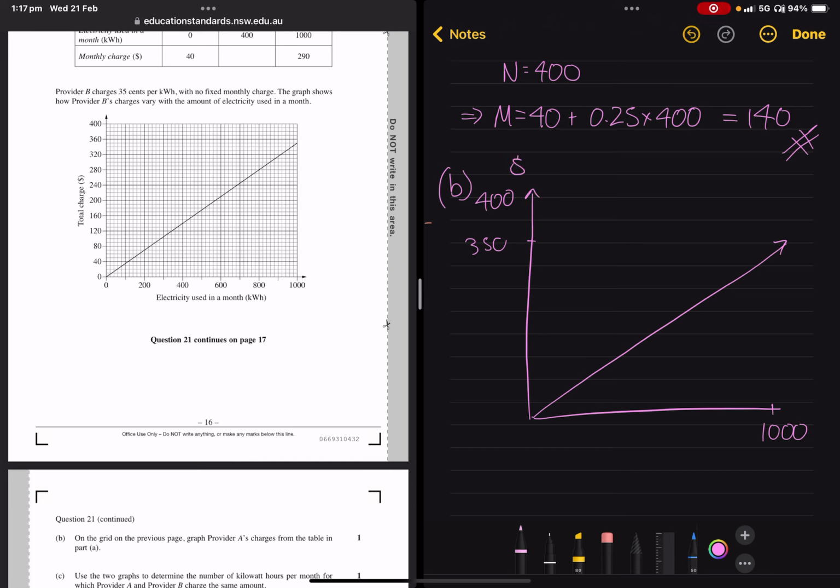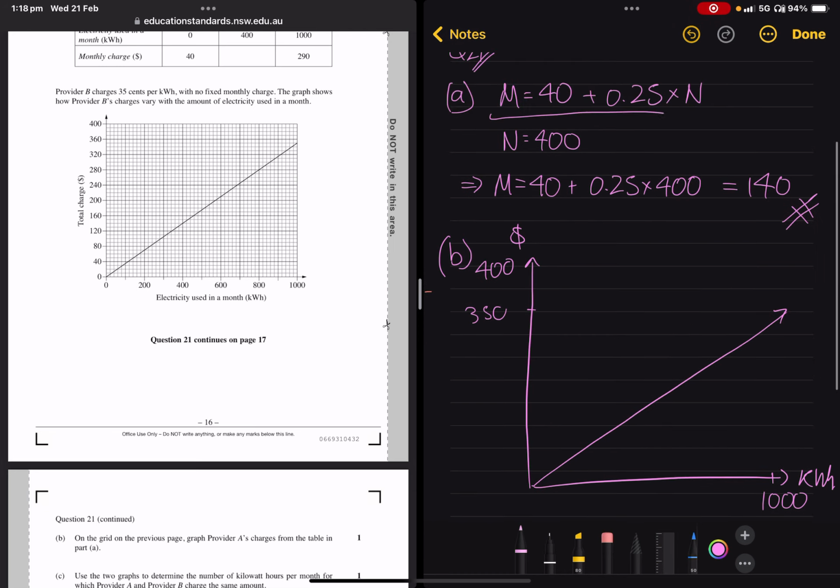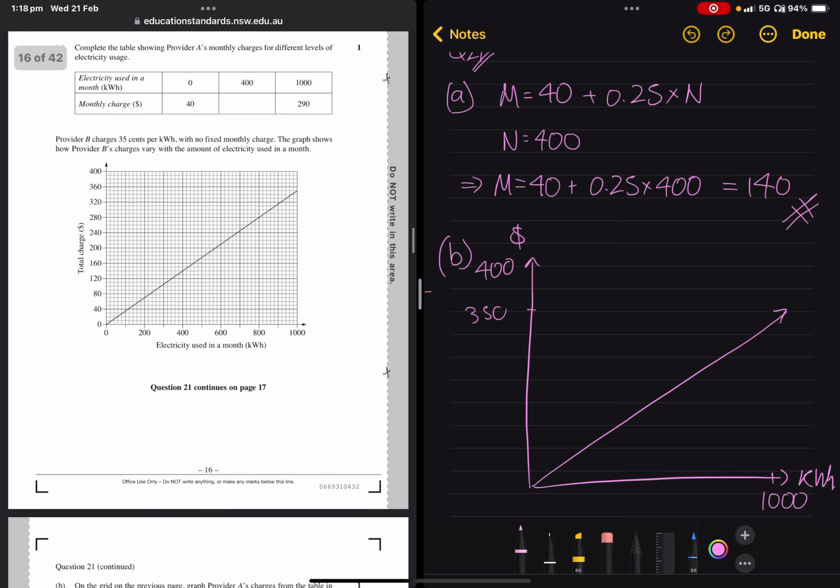Now this is the total charge in dollars, and this is the number of kilowatt hours. So now we need to graph provider A's line, 40 plus 0.25 times N. Well, we have a few points, the points given in the table. So we can go 0, 40 is here, and then we're going to have 1000, and the charge is 290. So 290 is about here, so at 1000 it goes up to 290. So we get something that looks like this. This is just an approximate sketch. So this is provider B, and this is provider A.